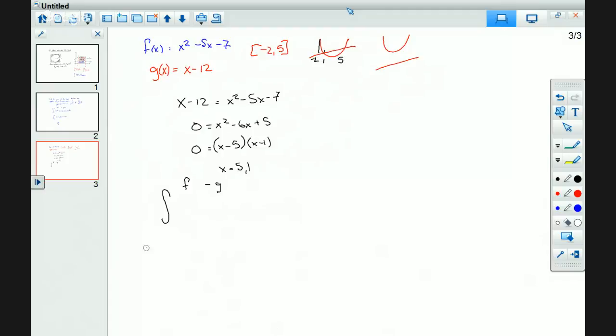Okay, so what's the top function from -2 to 1? It's top minus bottom, right? F or G? Don't be wrong. X squared minus 5x minus 7. And we add from 1 to 5. Which one's on top now? G is on top. So you understand there? If they intersect, they're going to change position. So you've got to figure out where that happens.